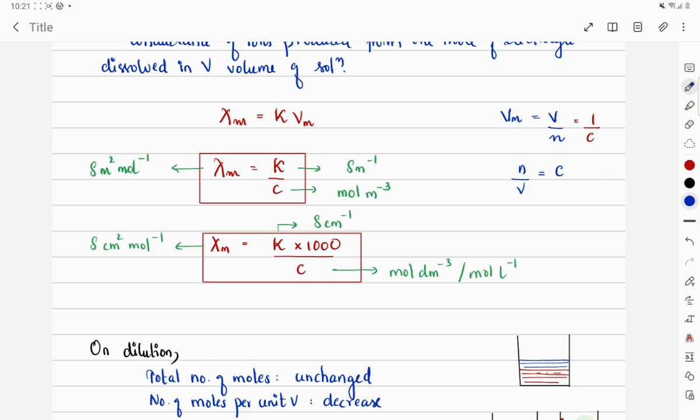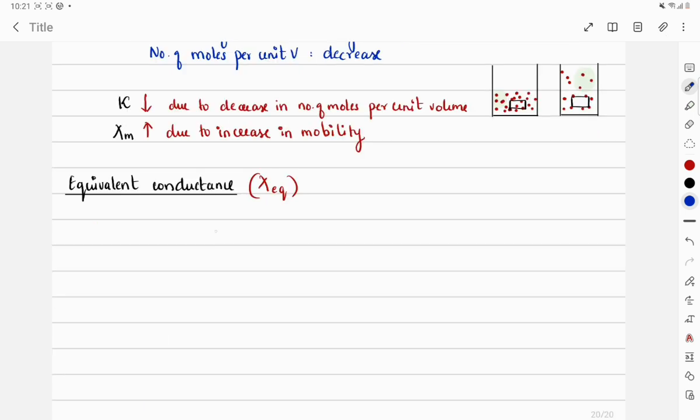Okay. And as we usually get in these units, let's write the second equation. So lambda equivalent is equal to kappa into 1000 divided by, instead of concentration in molarity, you will be choosing normality N.